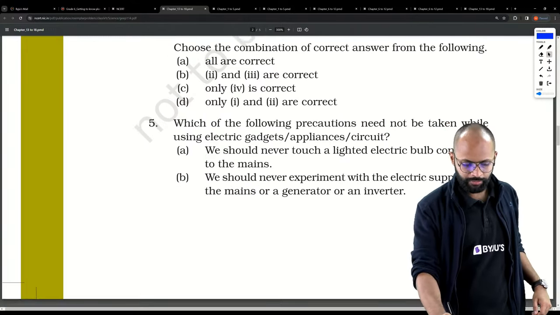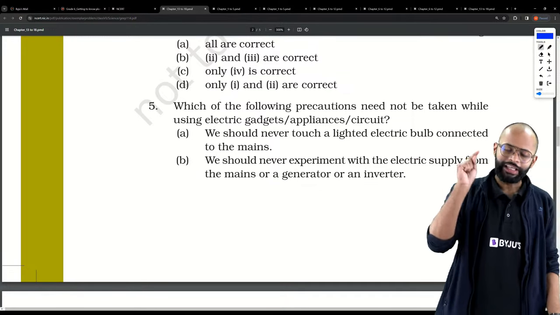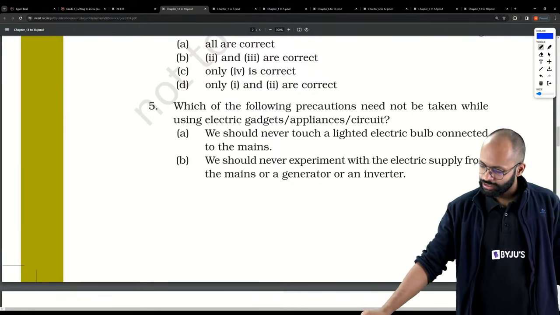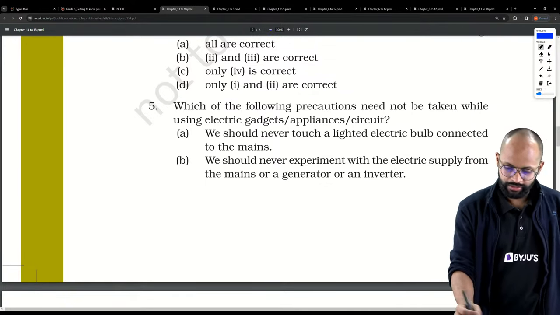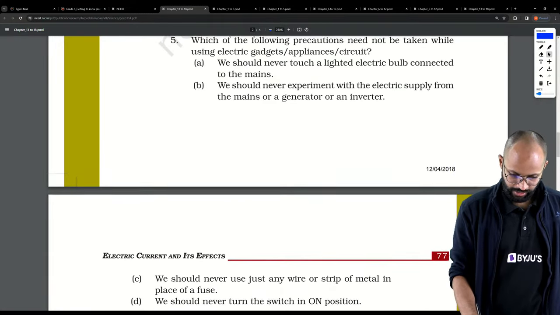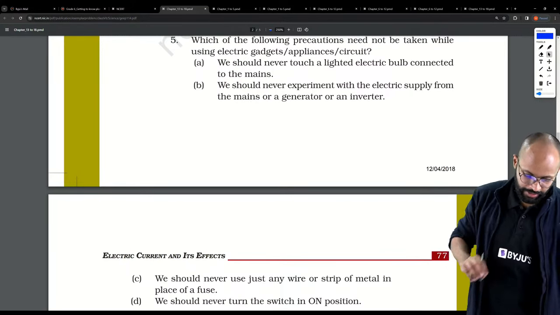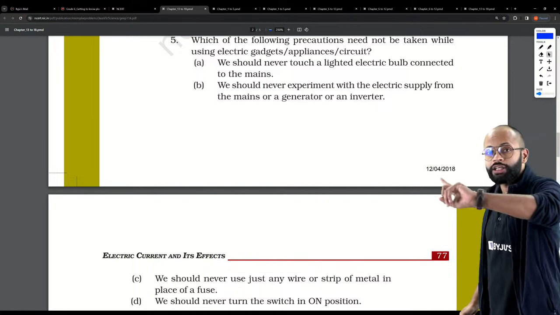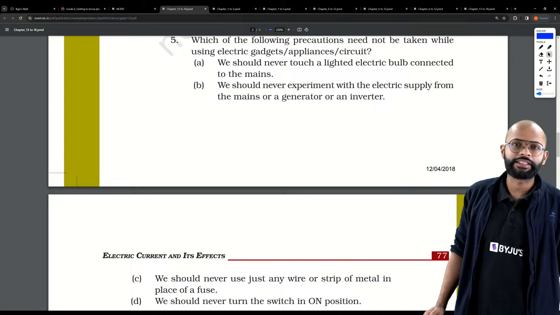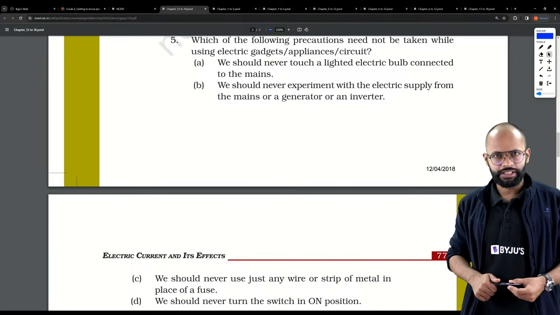Next question number 5. Which of the following precautions need not be taken while using electric gadgets, appliances and circuits? हां जी, you will say sir 4 options का है. I will give you, don't worry भाई. Yes, now we have 4 options. Which of the following precautions need not be taken, इनको लेने की जरूरत नहीं है, while using electric gadgets, appliances, circuits. First, we should never touch a lighted electric bulb connected to the mains.